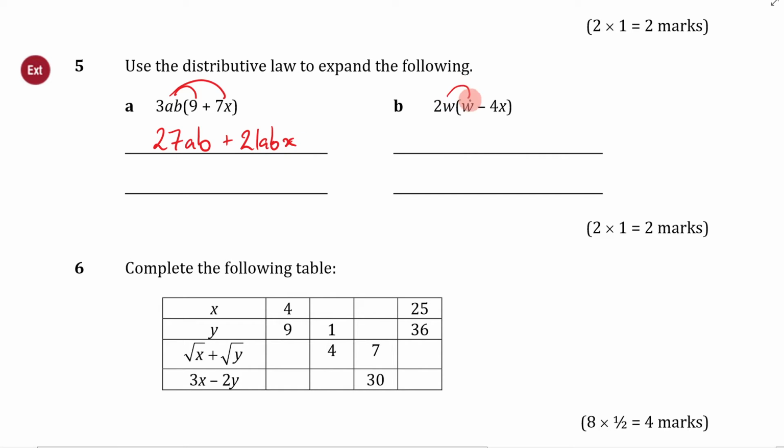Over here, we go 2 times w. So that's 2w squared. And then 2 times, now see how you got a negative here? This is 2 times negative 4, which is negative 8wx. Perfect. We continue.